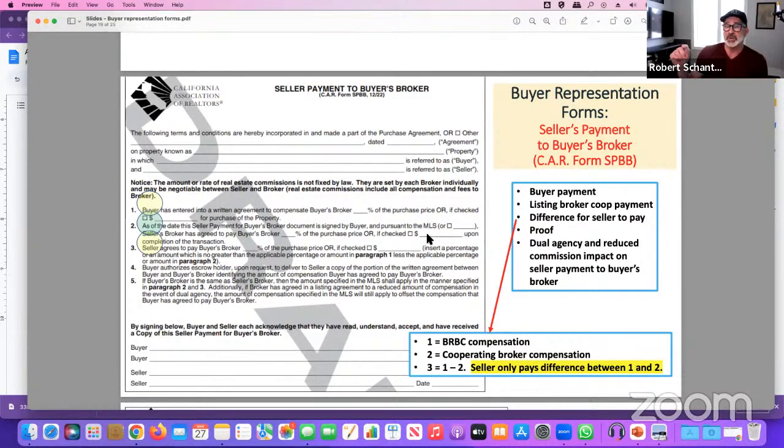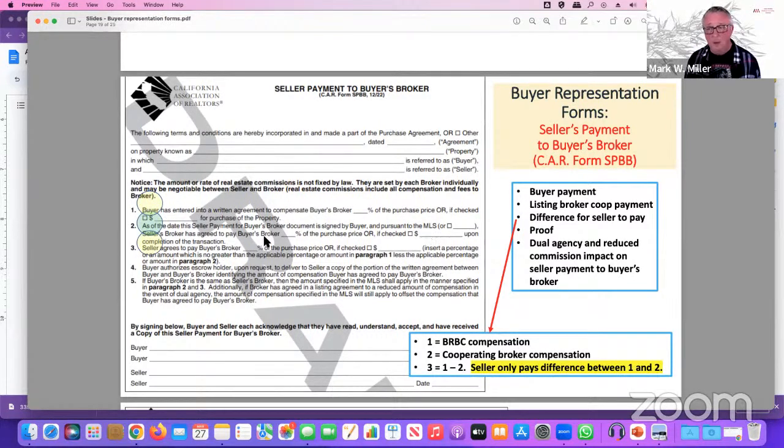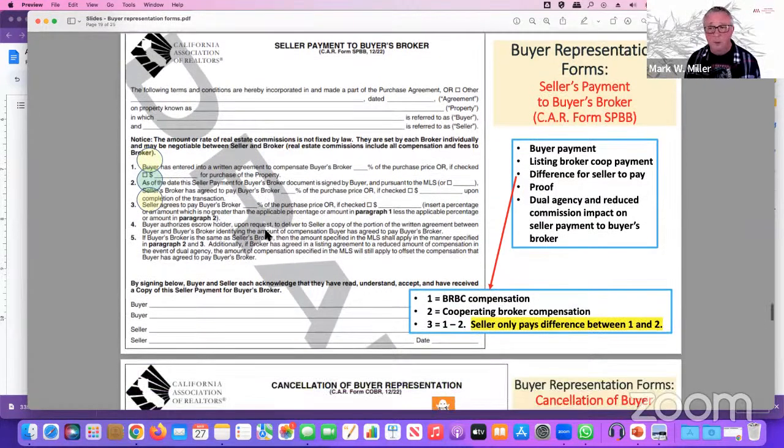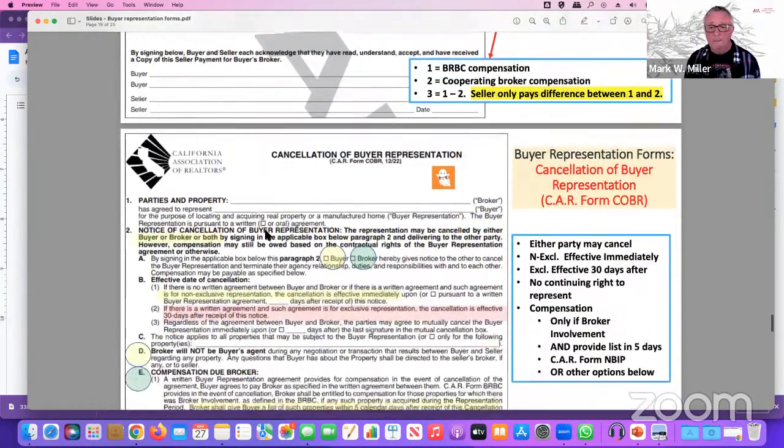So back to when you check the box, because you have a BRBC that defines that you get 3%. Right. Let's say you would submit this form, the SPBB, and you would check box 3 because you're asking the seller to pay that additional 0.5 point. Correct. Everybody got that? But the seller does not have to agree to that. It's not automatic. It's just a request like any other request, a negotiable item. Exactly.